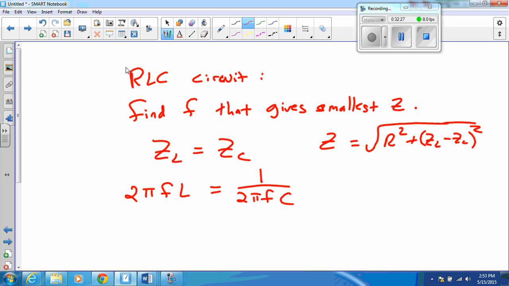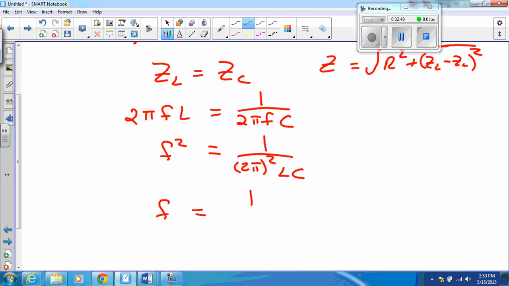And so if we're trying to solve for F, then it would make sense to multiply both sides by F, divide both sides by 2 pi, and divide both sides by L. Now we have an equation for F squared, and we take the square root of it, keeping in mind the frequencies can't be negative. Then we get the resonant frequency, which is 1 over 2 pi root LC.